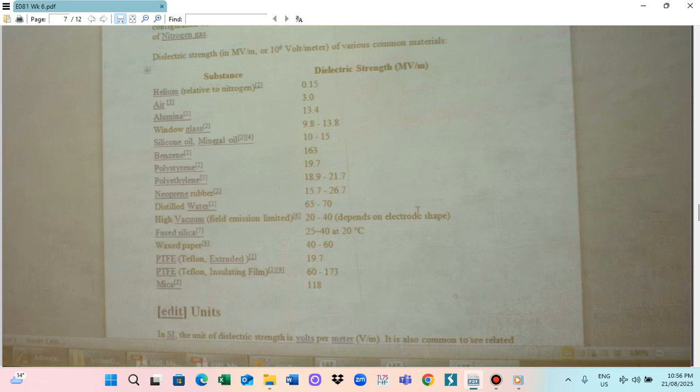As for the dielectric strength unit, it is measured in megavolt per centimeter, volt per centimeter, or megavolt per meter. We measure the unit in volt per centimeter or megavolt per meter. This is the dielectric strength unit.